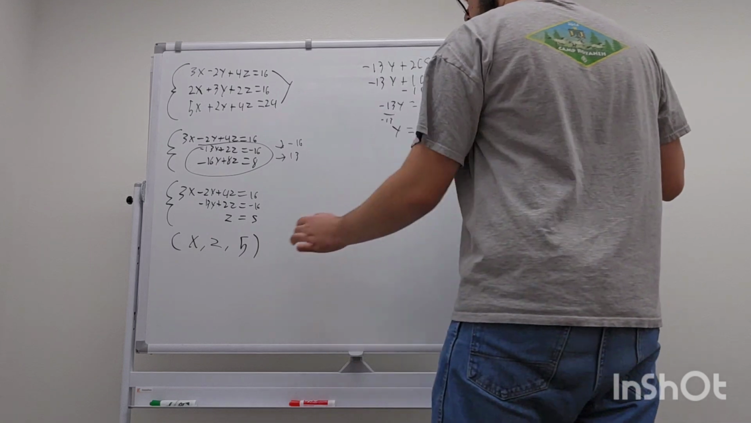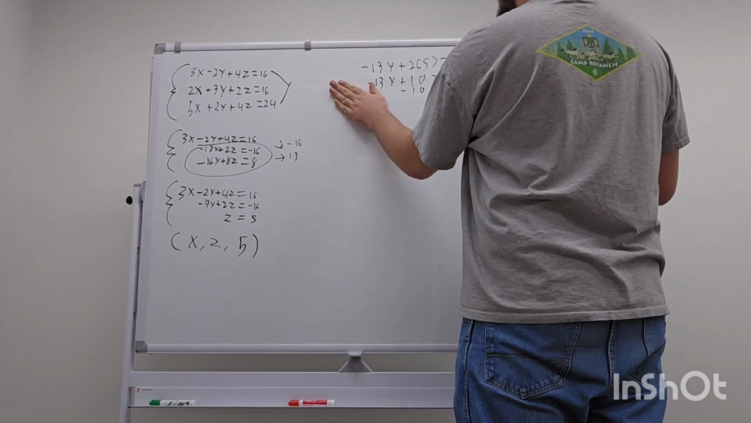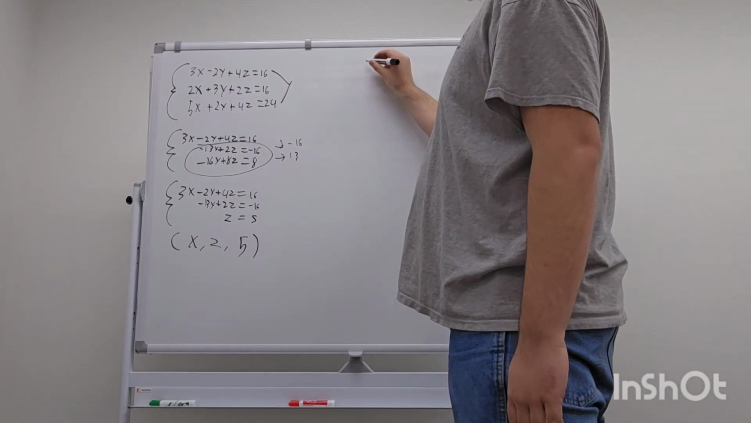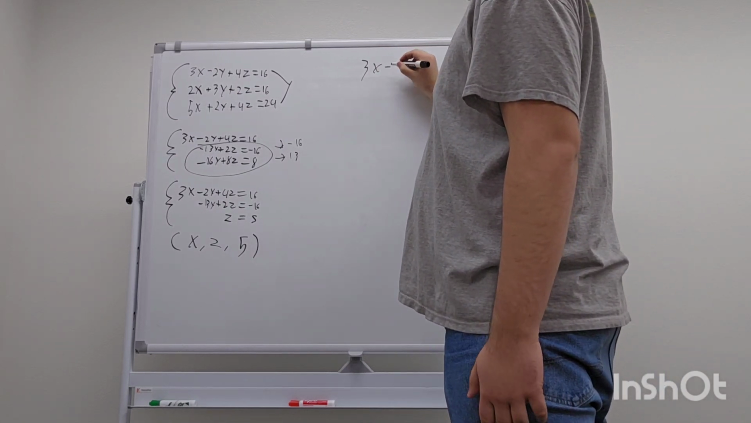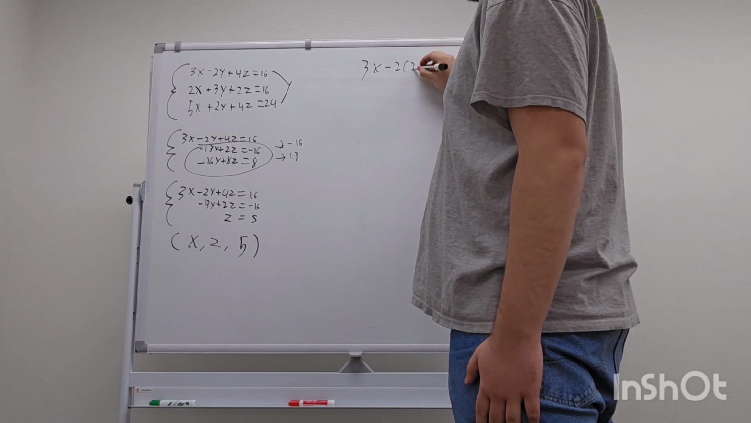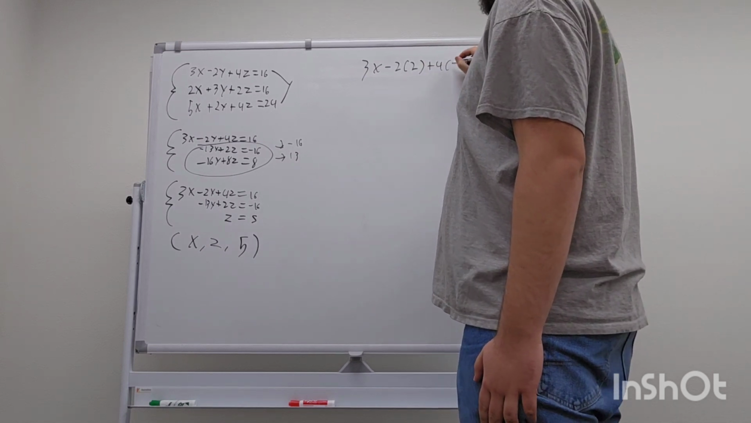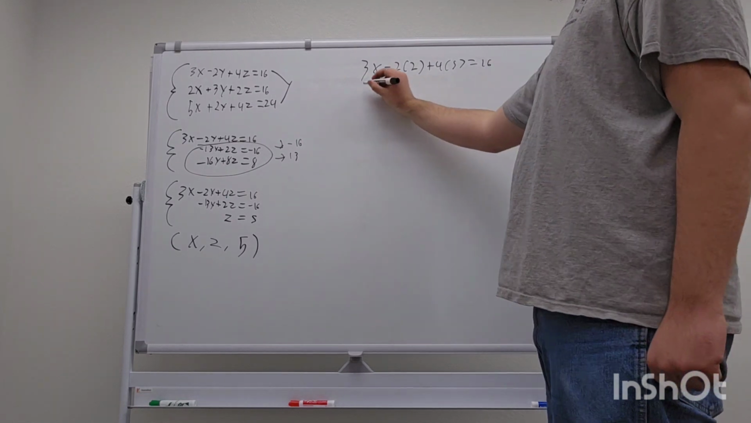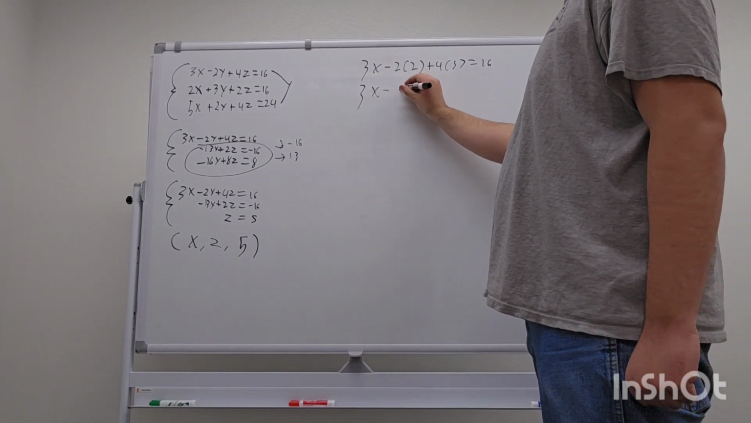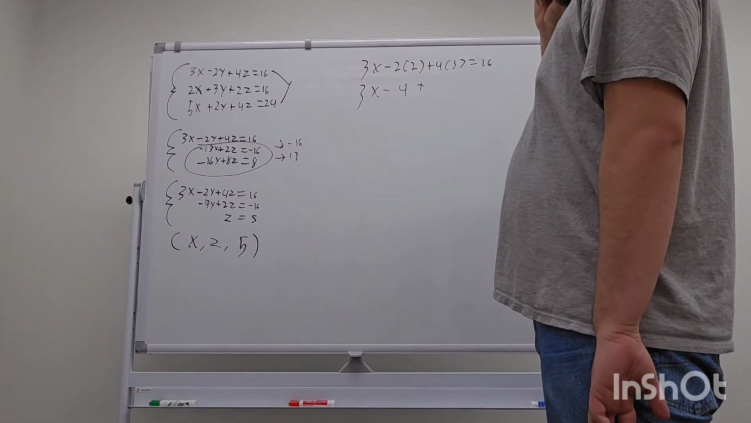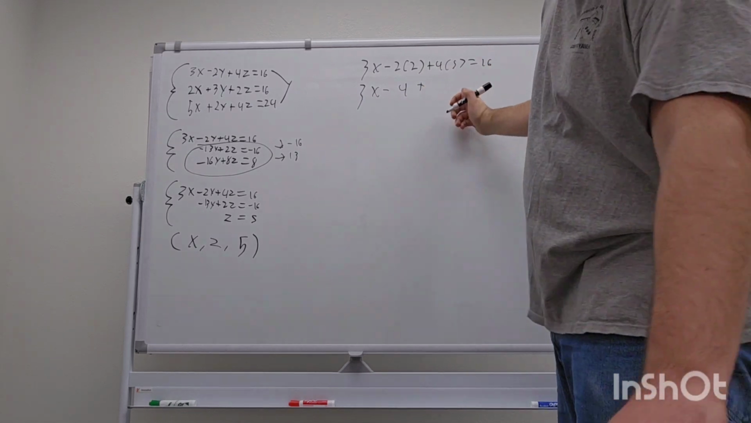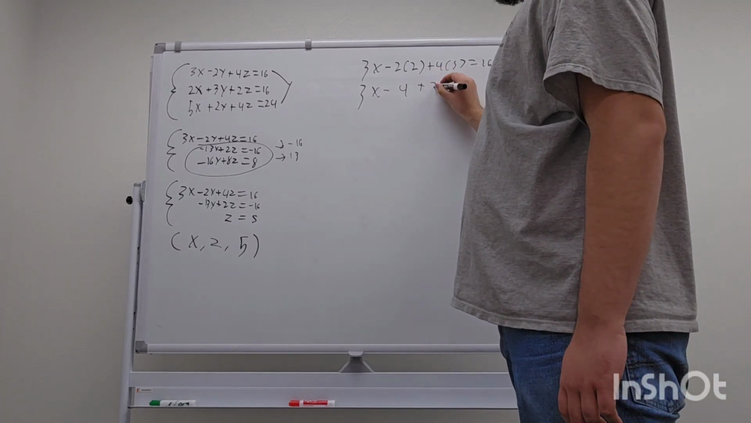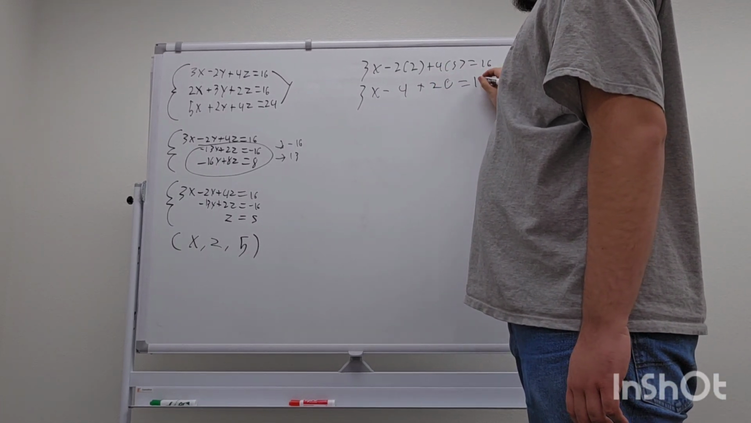And finally, we're going to take these two new variables we have found and plug it in to our initial equation here. It's going to look a little something like that. So 3x minus 4 plus 20 equals 16.